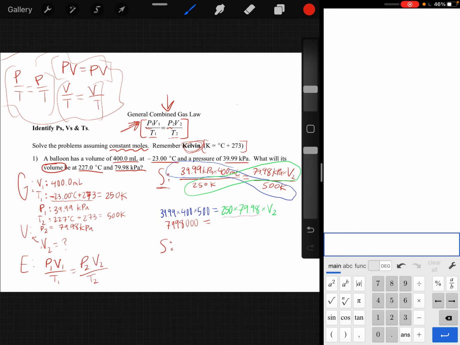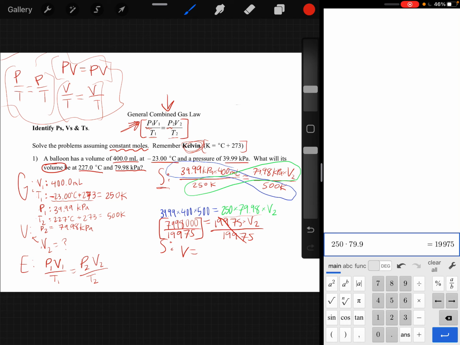Okay. And then I'm going to multiply these two numbers together. So I'm going to say 250 times 79.98. And this becomes 19,975 times V2. So now this is a little bit easier to digest. What I want to do is get my x, or my V2, to be sad and lonely. So what I'm going to do is divide it by whoever it's touching. And in this case, it was 19,975. I am struggling today.